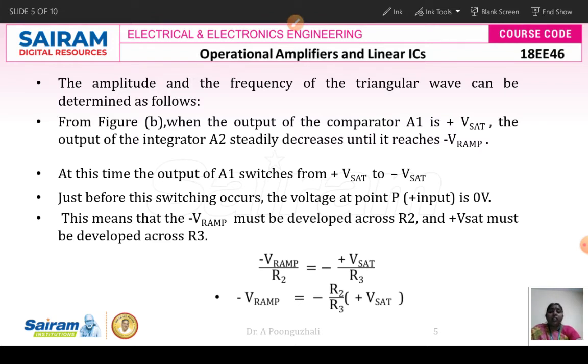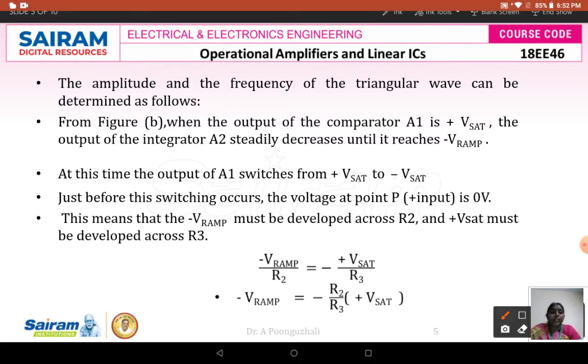To find the amplitude and frequency of the triangular wave, we are going to assume that your comparator A1 is at plus Vsat and the output of the integrator has reached minus Vramp. So here your circuit is going to be like this. This is your R3 and this is your R2 resistance. The voltage at this point is going to be minus Vramp.